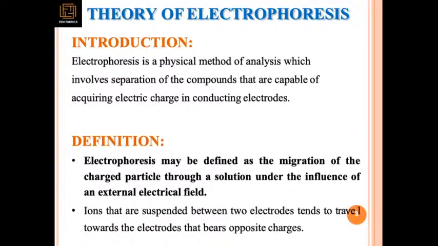So ions that are suspended between two electrodes tend to travel towards the electrodes that bear opposite charges. That's obvious. So the ions will move towards the electrodes of opposite charge.